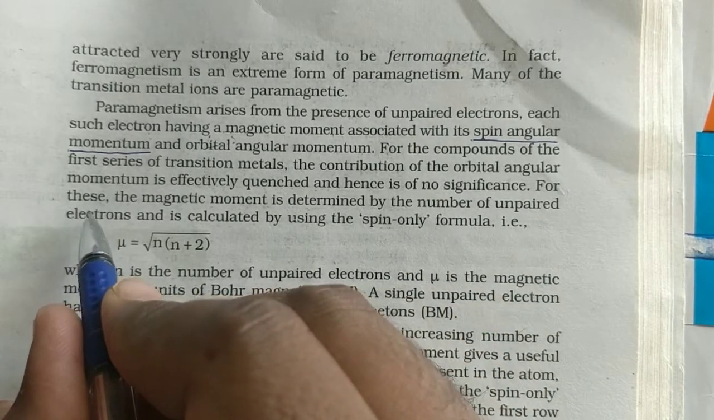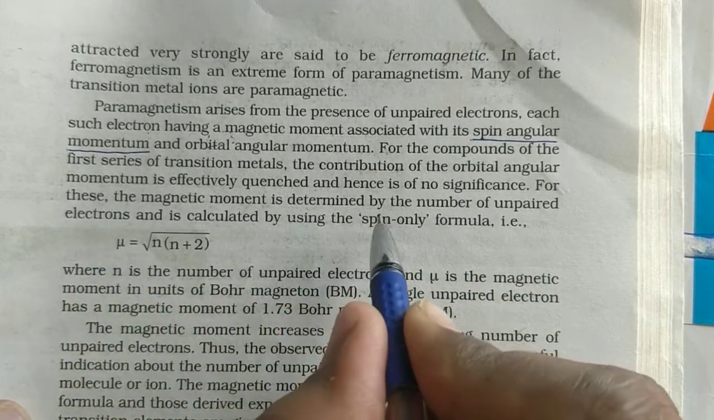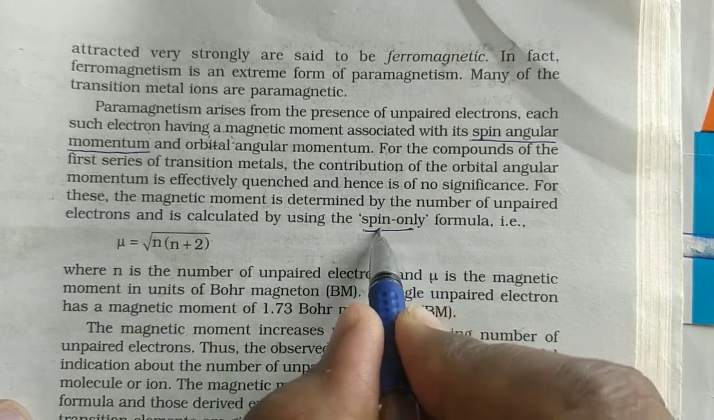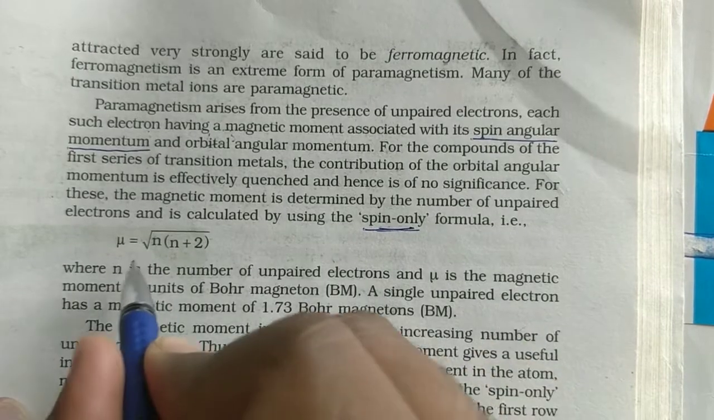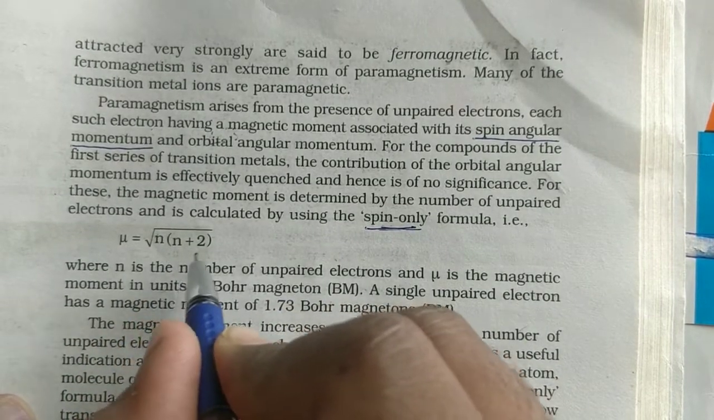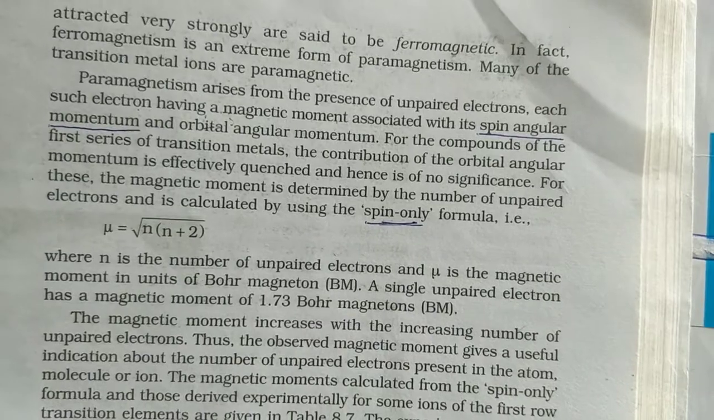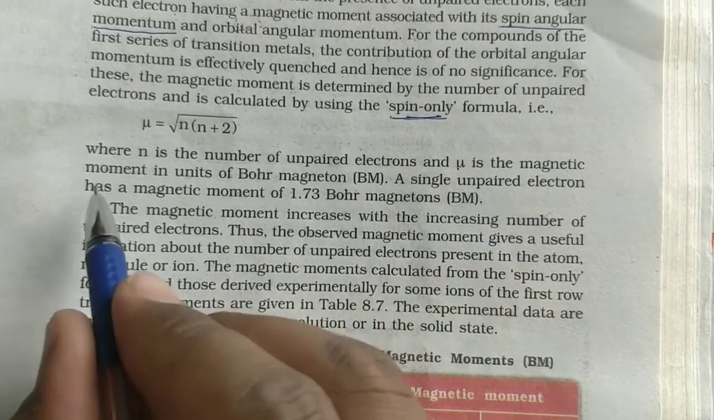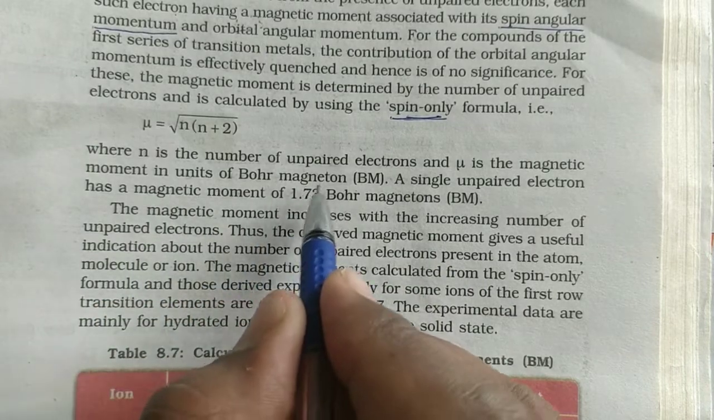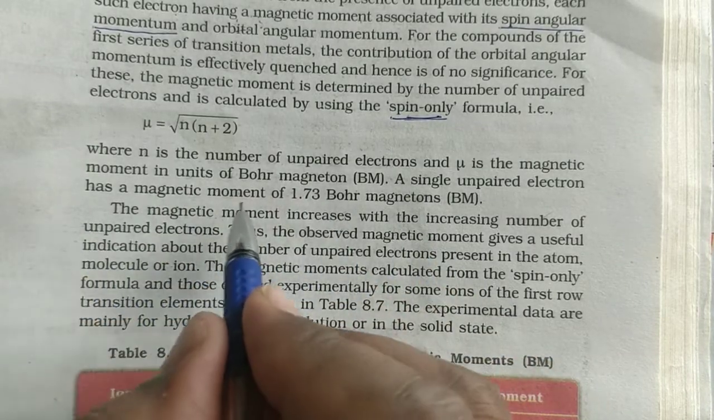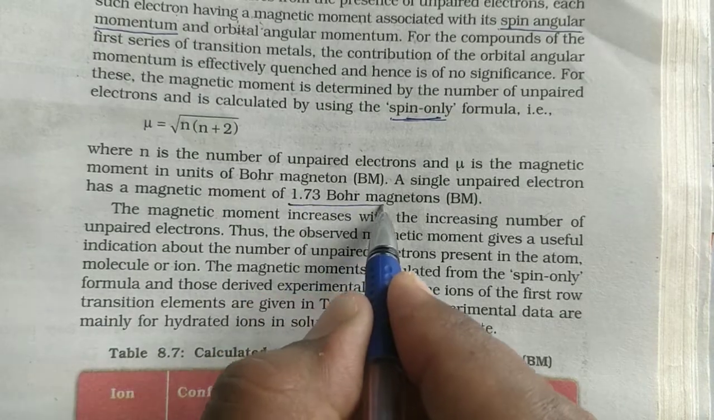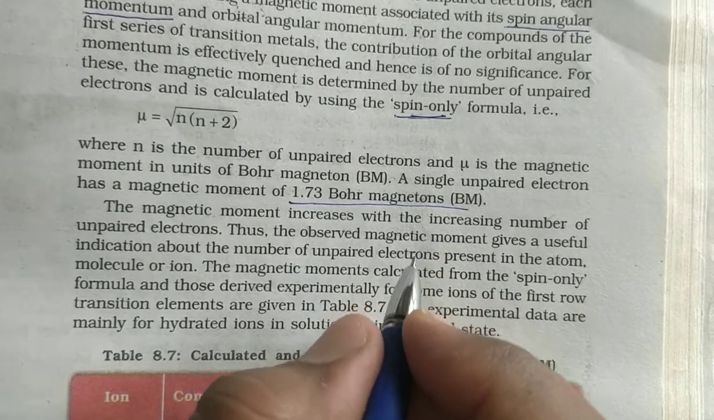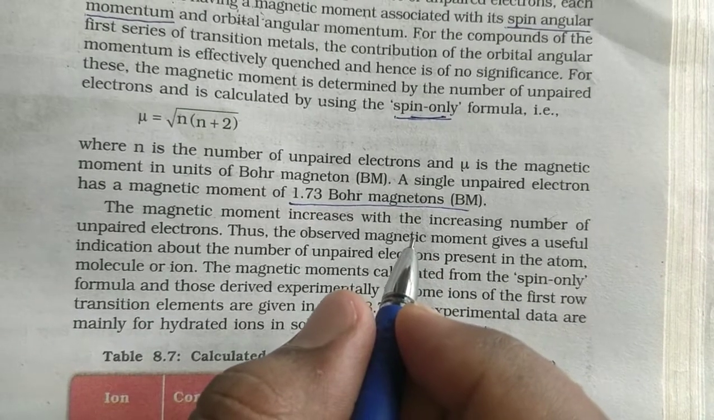For these, the magnetic moment is determined by the number of unpaired electrons and is calculated by using the spin-only formula. This is called spin-only formula, that is mu is equal to root of n into n plus 2, where n is called number of unpaired electrons and mu is the magnetic moment in units of Bohr magneton. A single unpaired electron has a magnetic moment of 1.73 Bohr magnetons.